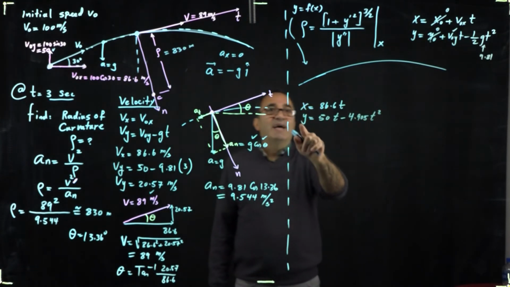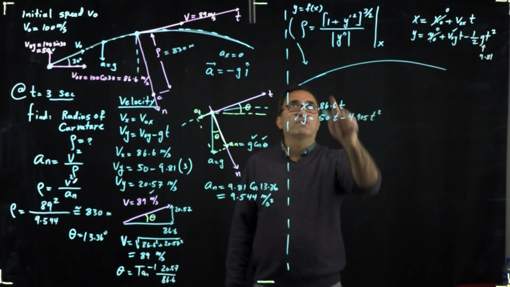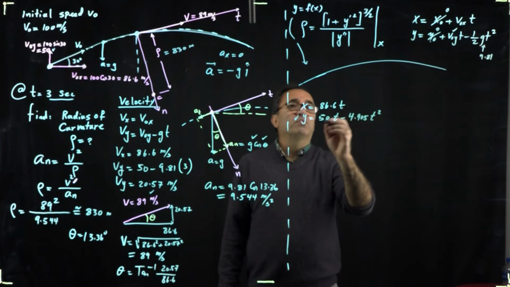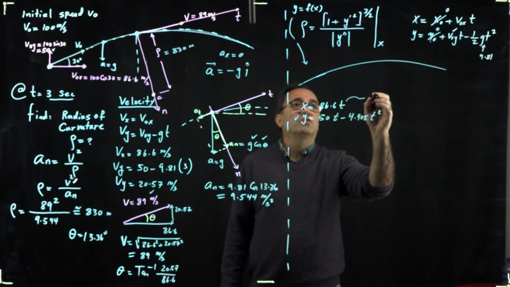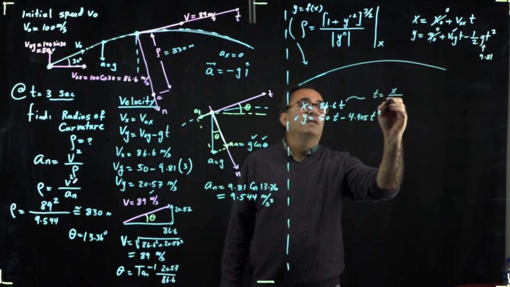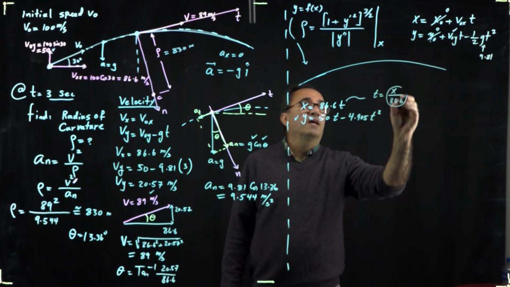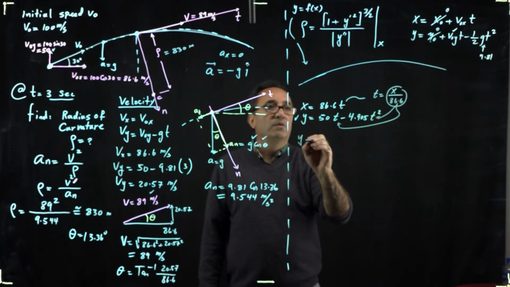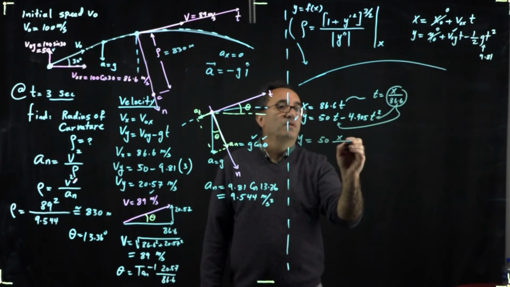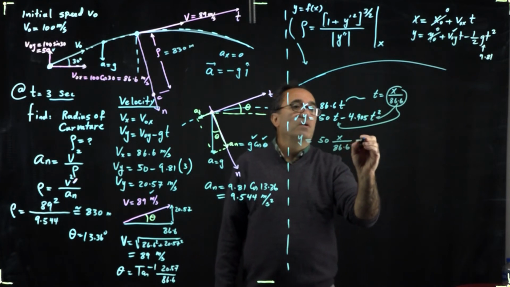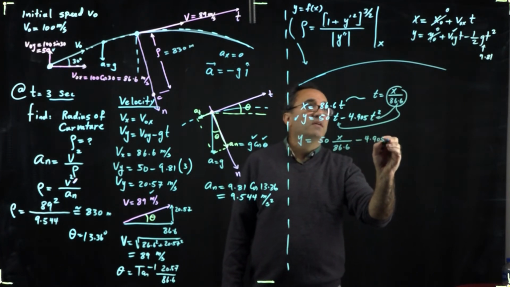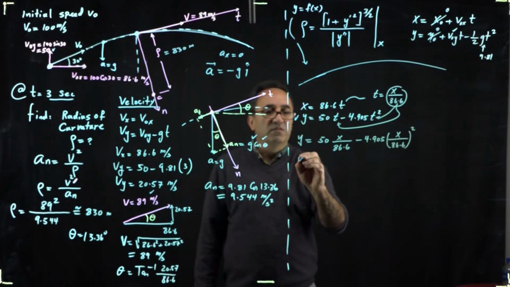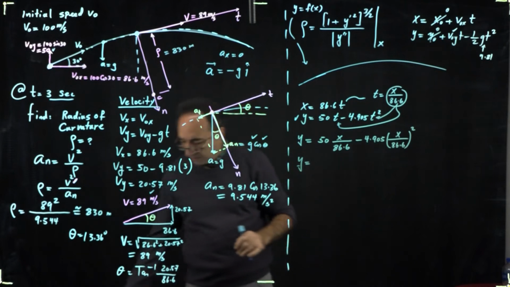Now, remember, I cannot use this equation because it's a function of time. It has to be a function of x, right? So I do a simple substitution. In this equation, t is x over 86.6. I'm going to take that and put it right here and right here. So y becomes 50 x over 86.6 minus 4.905 times x over 86.6 squared. And now I'll try to clean this up.